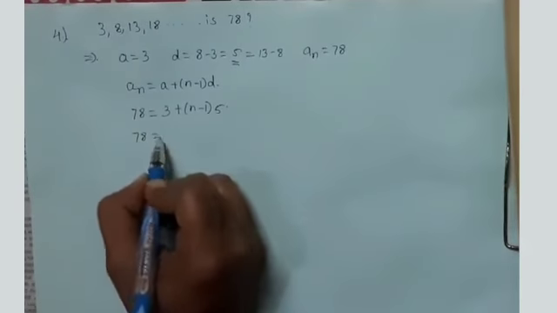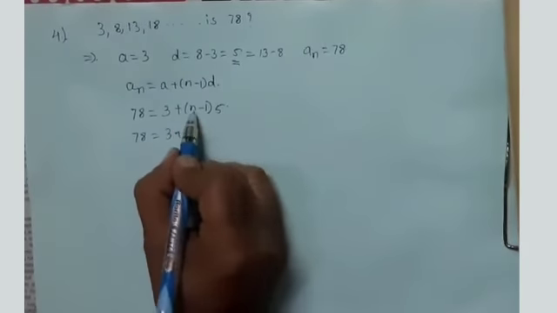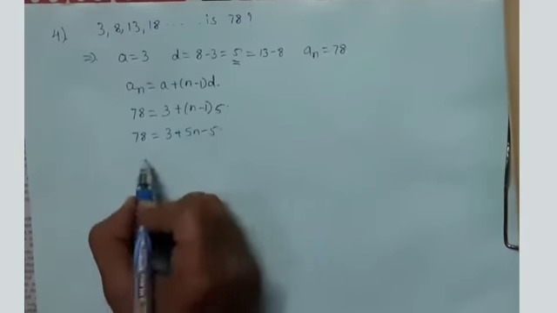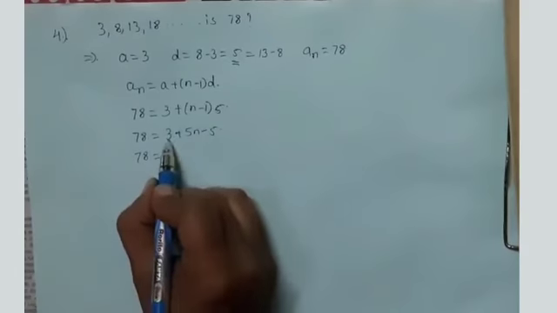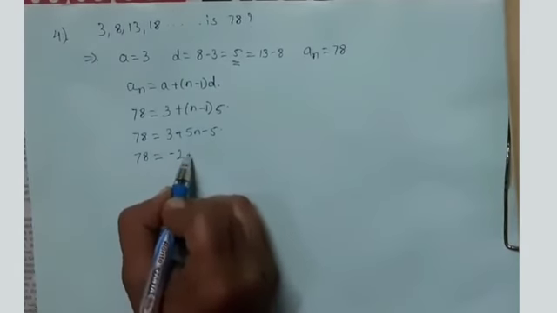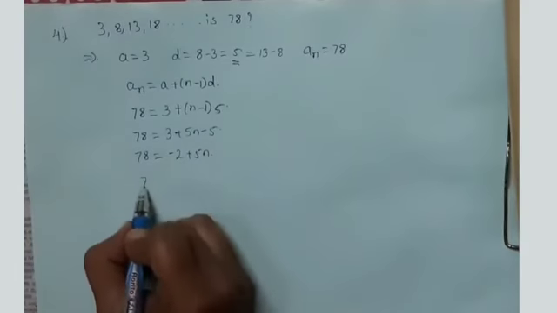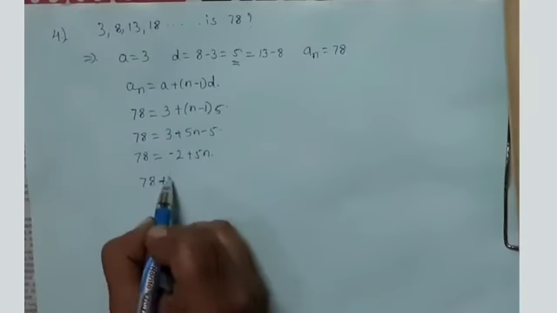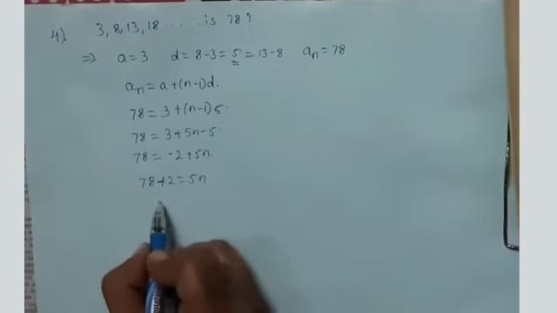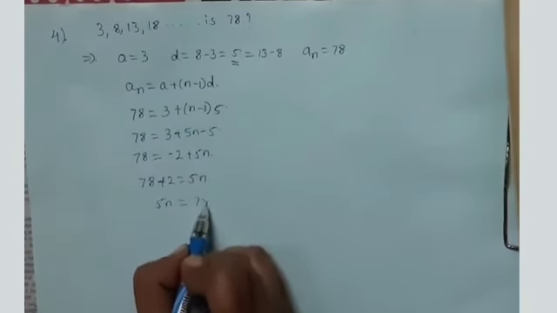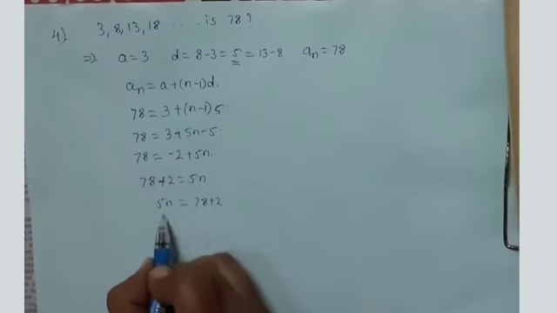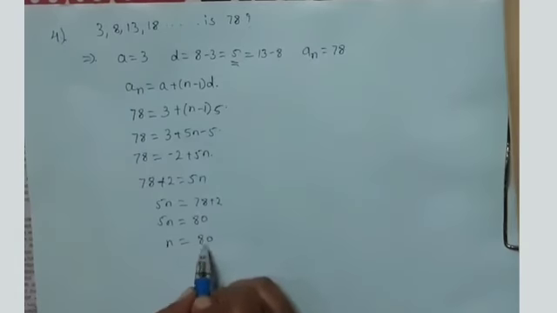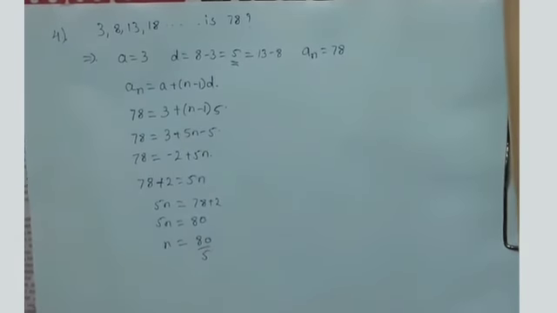So, 78 is equal to 3 plus 5 into n, that is 5n, and 5 into minus 1 is minus 5. 78 is equal to 3 minus 5, which is minus 2, plus 5n. Let me transpose the constant from RHS to LHS: 78 plus 2 is equal to 5n. Therefore, 5n is equal to 80. n is equal to 80 divided by 5.